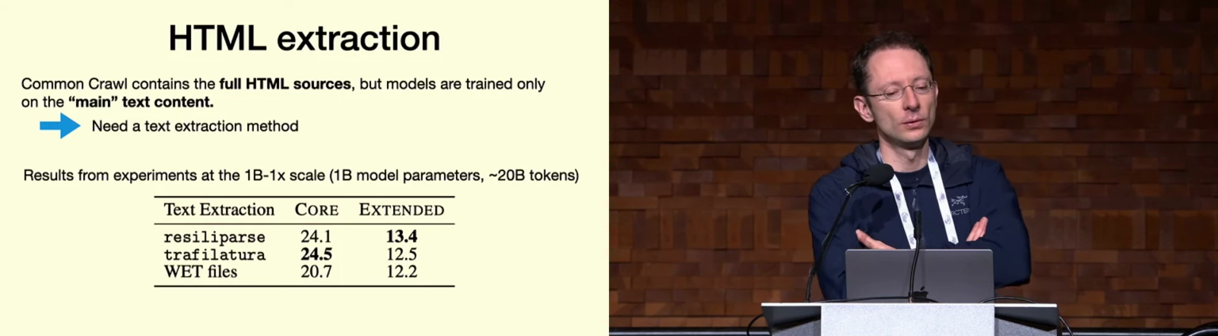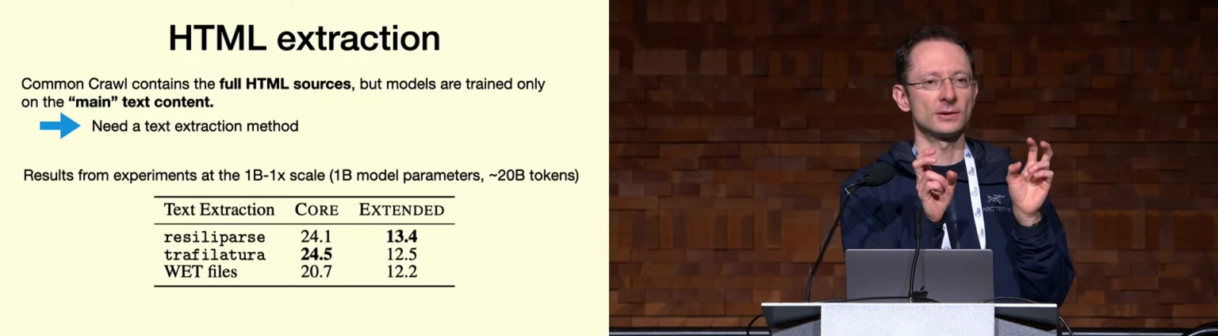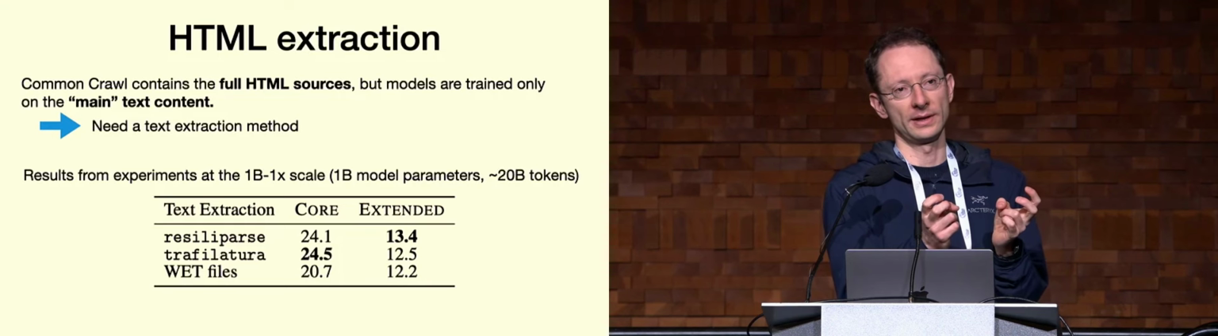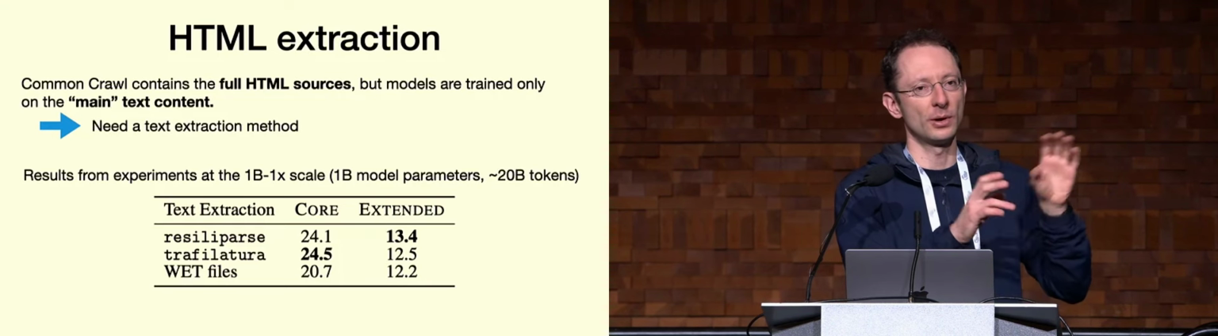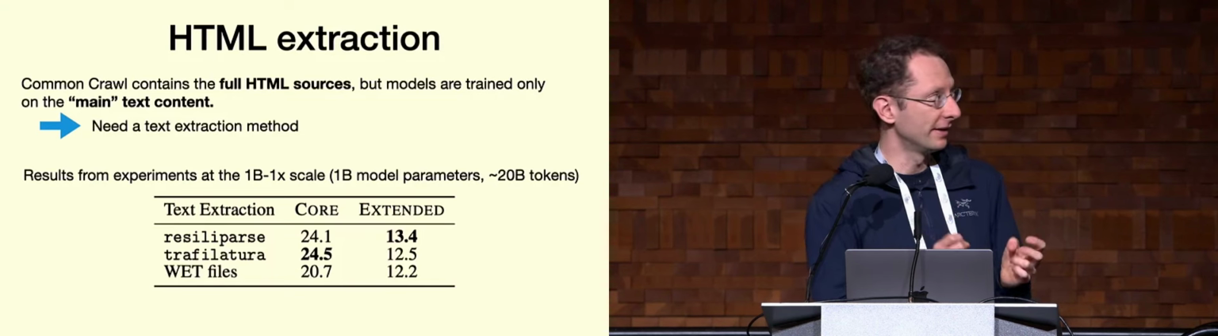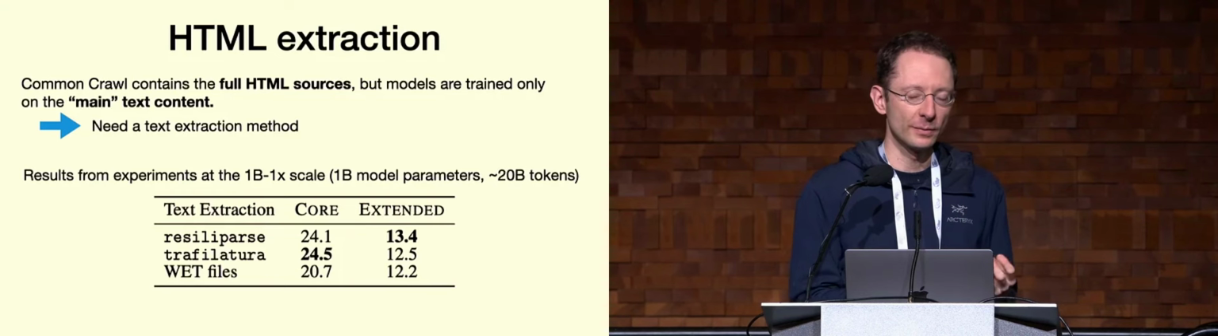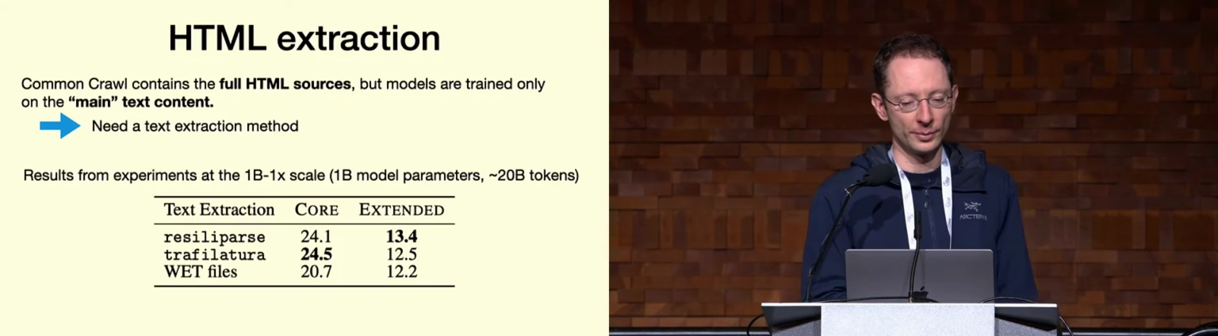So the next thing you need to do is take those HTML sources and extract the main content of that website, where you get rid of all of the markup, all of the menus on the sites, all of the ads and so on, and only have the relevant text. And this is surprisingly tricky. I don't think this is well studied. I think there's definitely room for improvement here.